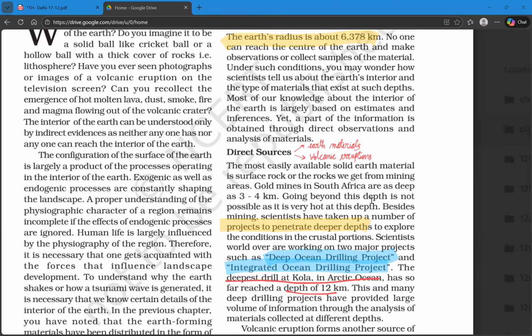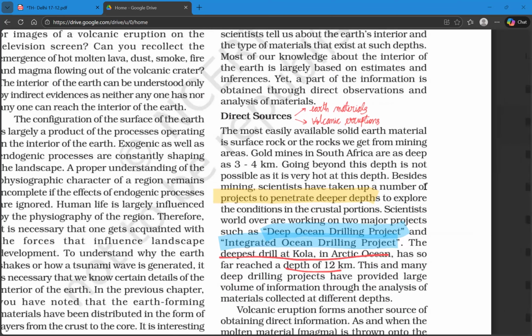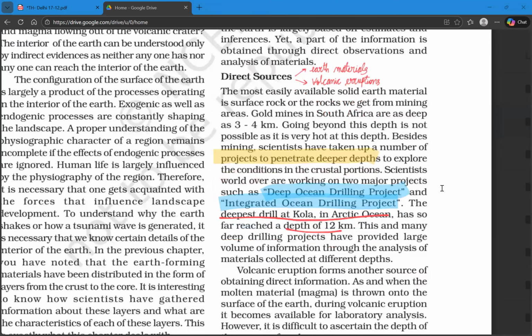Going beyond this depth is not possible as it is very hot at this depth. Besides mining, scientists have taken up a number of projects to penetrate deeper depths to explore the conditions in the crustal portions. Scientists are working on two major projects: the Deep Ocean Drilling Project and the Integrated Ocean Drilling Project. The deepest drill is at Kola, in the Arctic Ocean, and it has reached a depth of 12 kilometers. So what is the deepest drill on the earth? It is at Kola in the Arctic Ocean and has reached a depth of 12 kilometers.